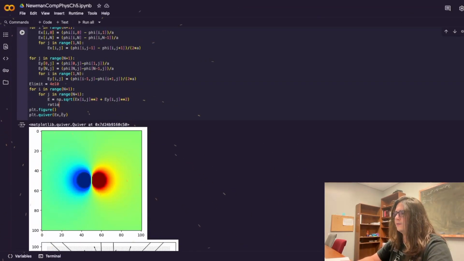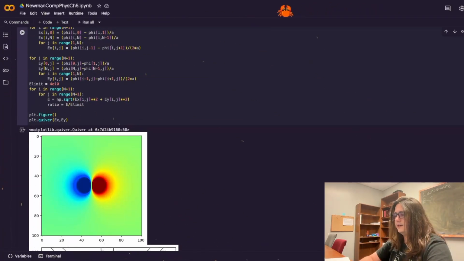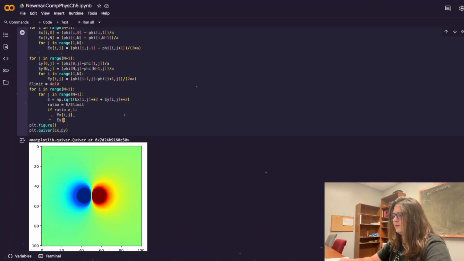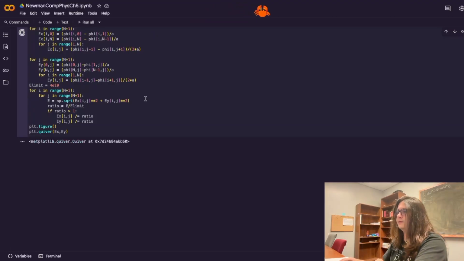and we're going to calculate a ratio between that value E divided by the limiting factor that we set. And if we find that the ratio is greater than 1, then we are going to divide these particular EX, EY values by that ratio, so that when it shows up on the plot, the vector arrows are pretty much being normalized by that. Okay, let's give that a run, see how it looks.